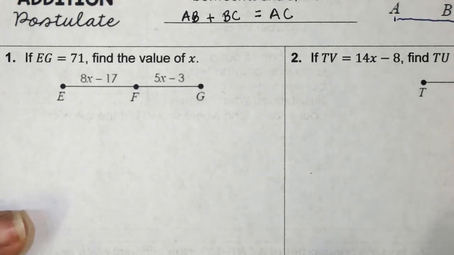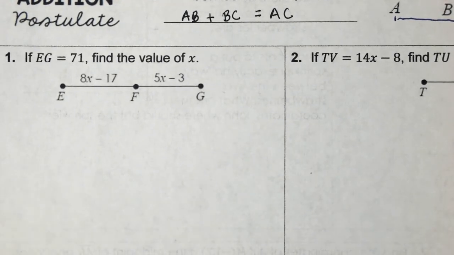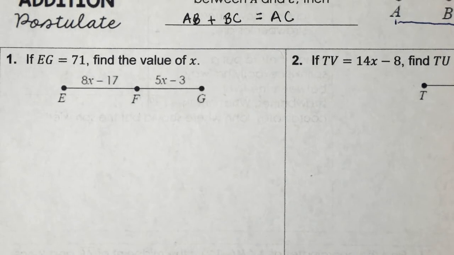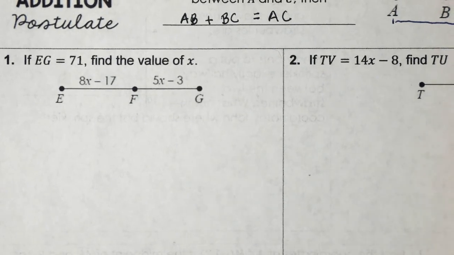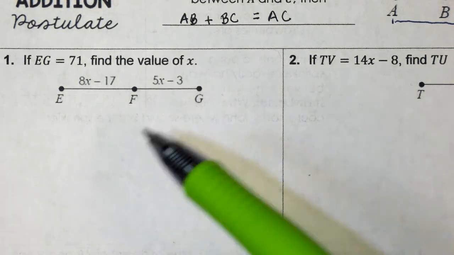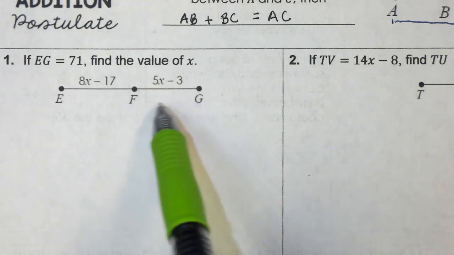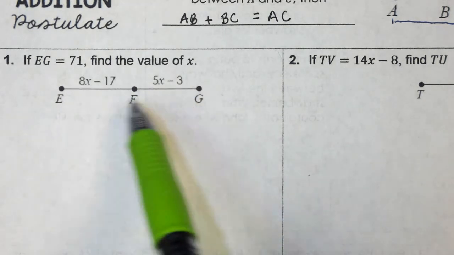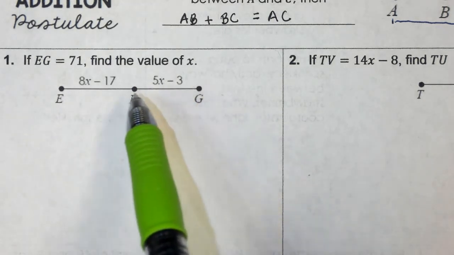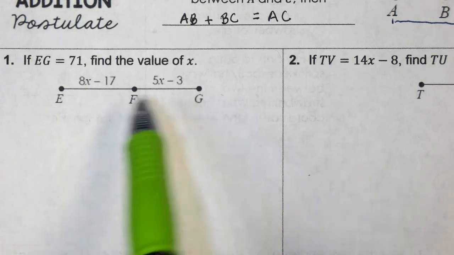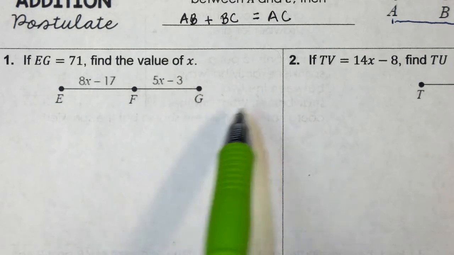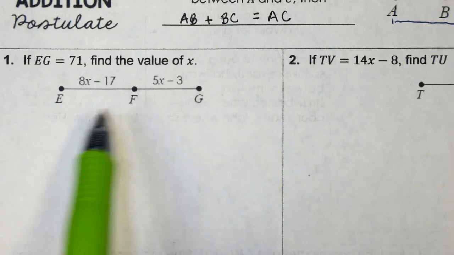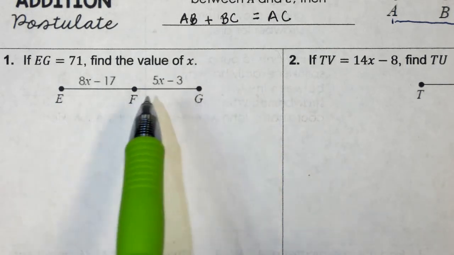So here we go. Number 1 says, if EG equals 71, find the value of X. What I usually tell all my students, and one thing I want you guys to start doing too, is that if your figure is not drawn out, first draw it out. This one's drawn out for us, so I don't have to draw the segment. But if your segment wasn't drawn out and they just gave you information, I would want you to draw your own segment out and label it yourself.